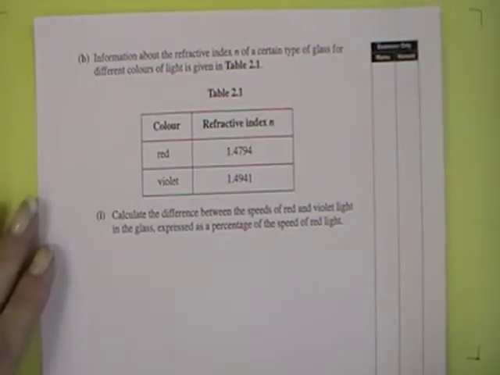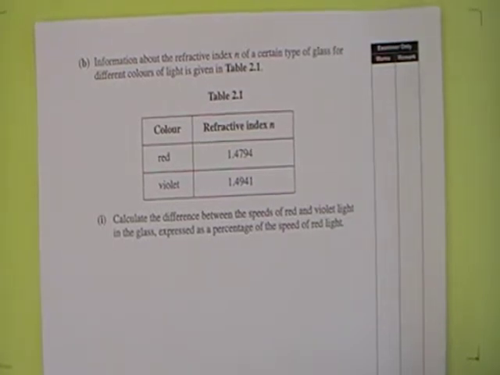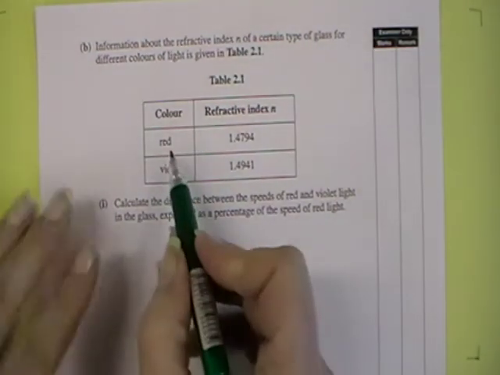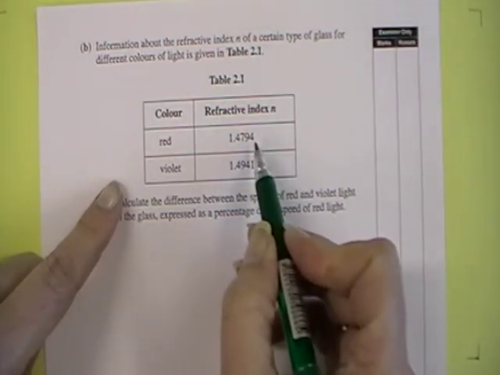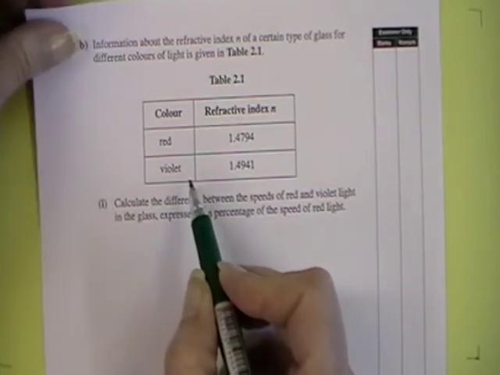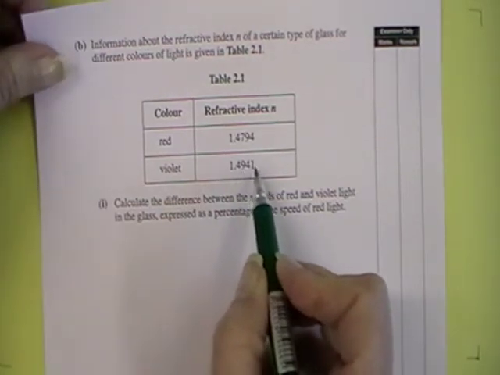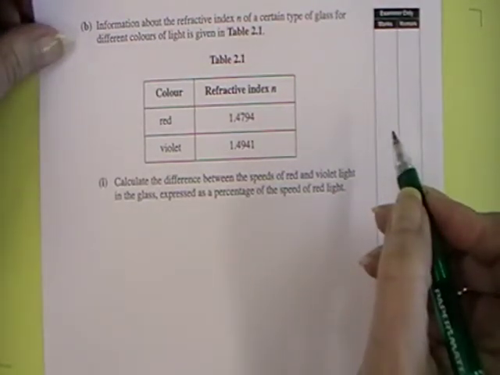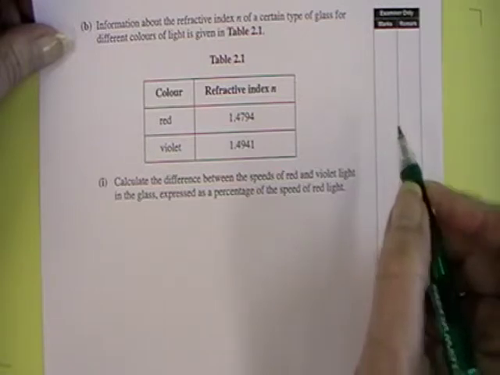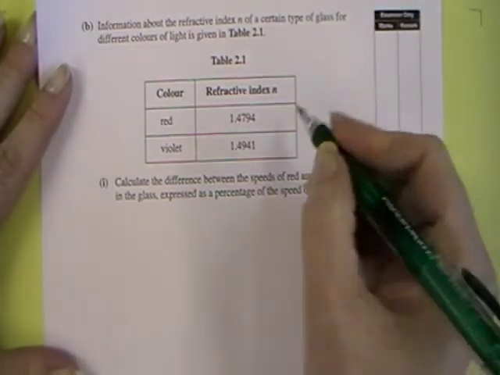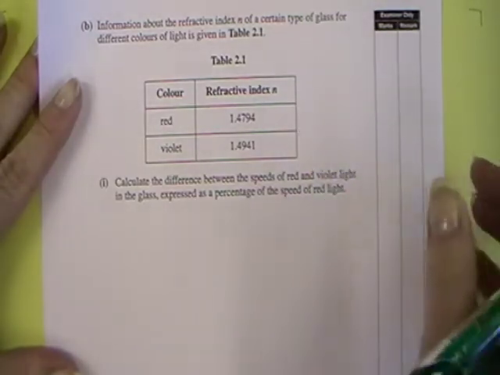You are given information about the refractive index n of a certain type of glass for different colours of light. So for the red light, the refractive index is 1.4794, and for the violet light, the refractive index is 1.4941. Now this does actually make sense to us because we know that in dispersion that violet light is refracted more than red light, and that's how we get to see the spectrum when white light is dispersed in a prism. So these two values are logical and do make sense to us.